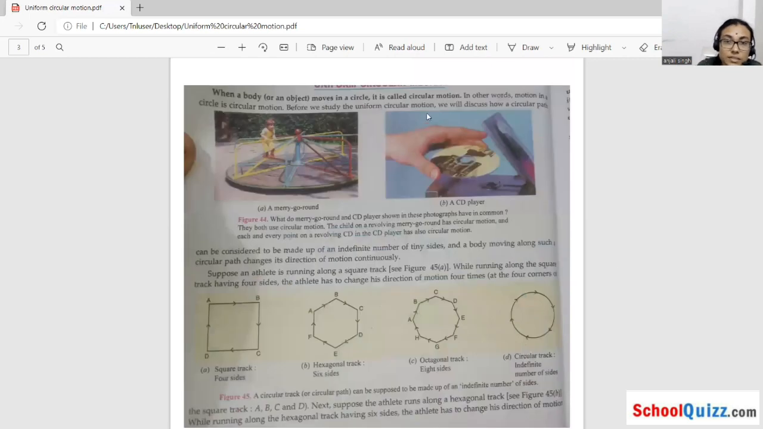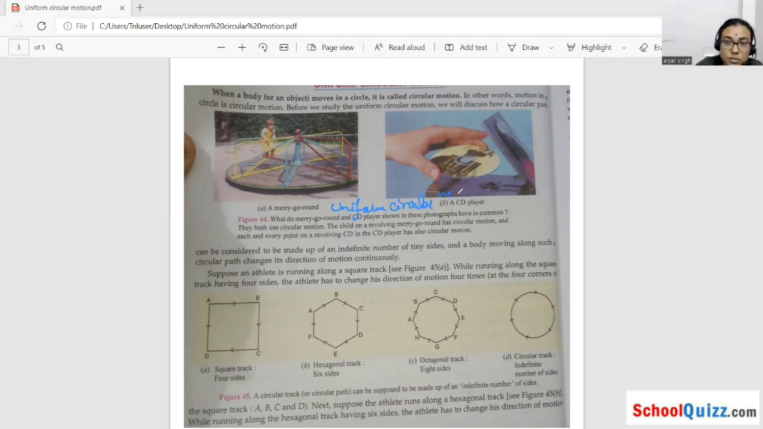Oh, sorry. This is the uniform circular motion. By mistake, it got cut, but the topic name is uniform circular motion. I'll write it here. I don't find the space, but this is uniform circular motion.